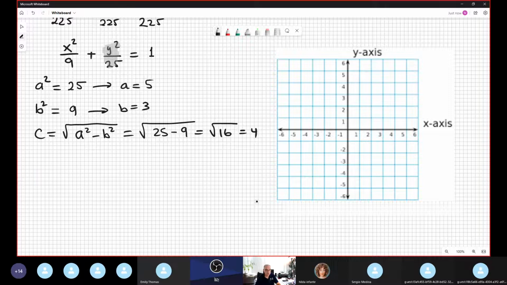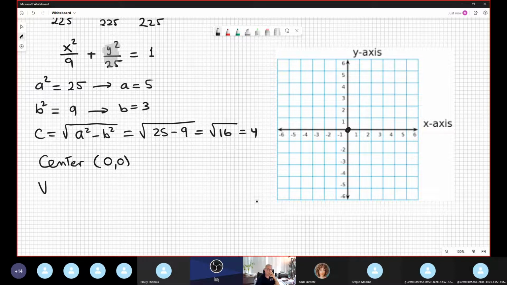Okay, now the vertex. What is the vertex? The vertex is located on the major axis. I know that the major axis lies on the y-axis. The vertex, one of the center first. Center first. The center of this ellipse is located at the point 0,0. Boom, here.